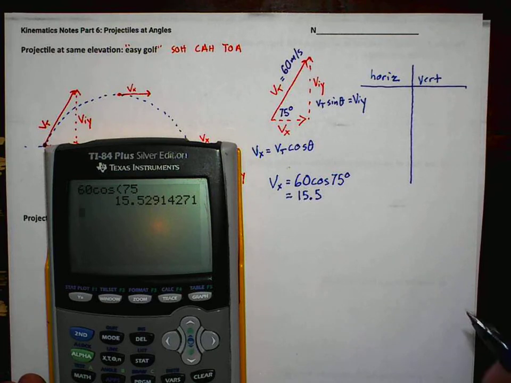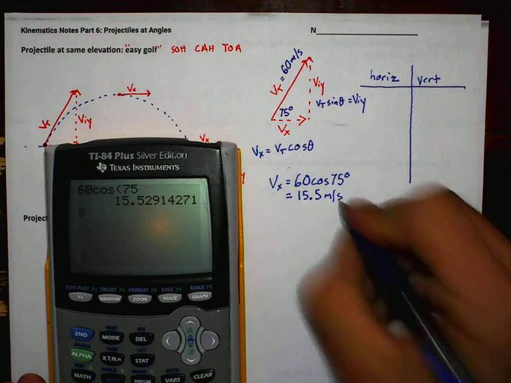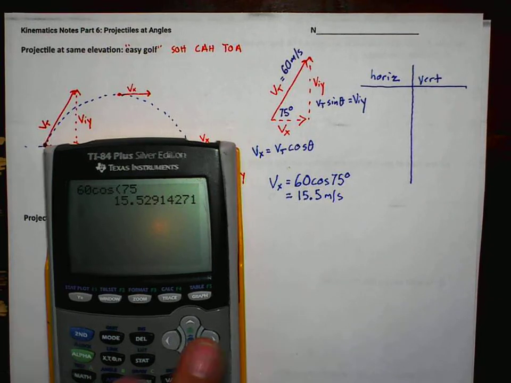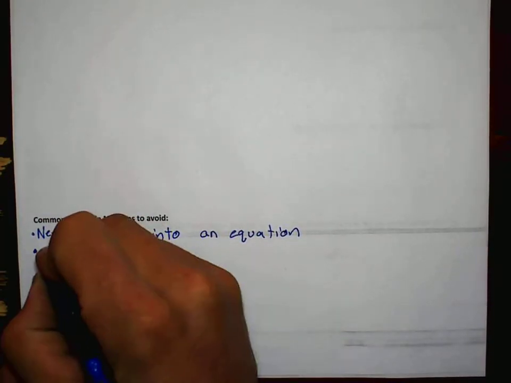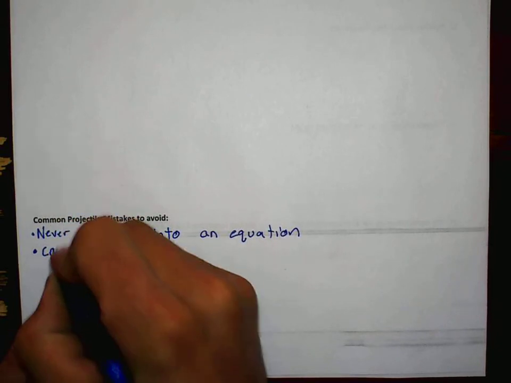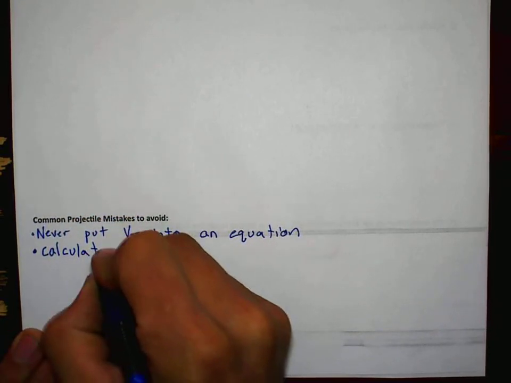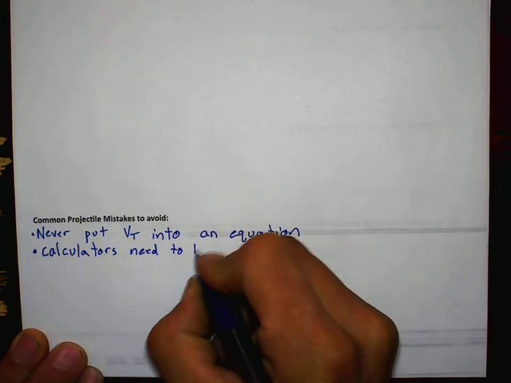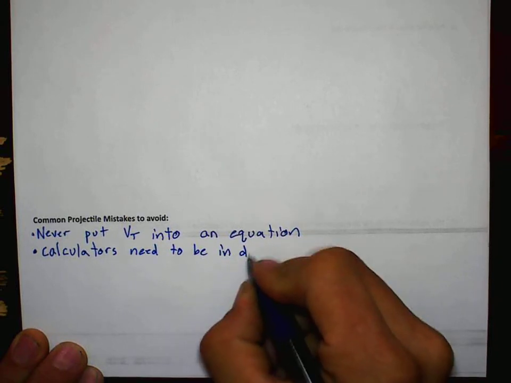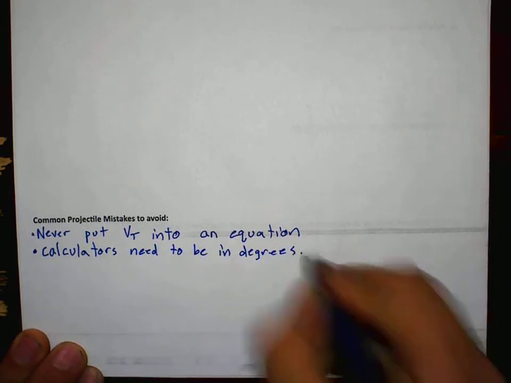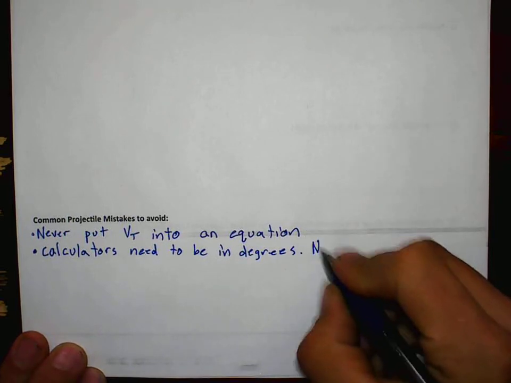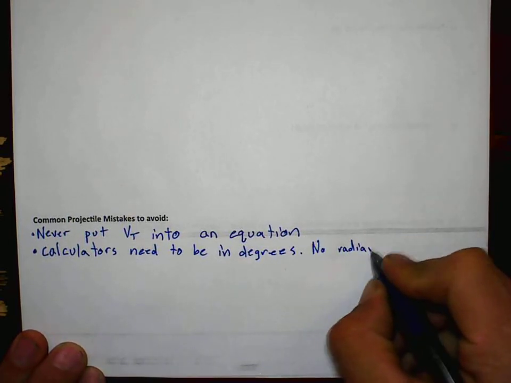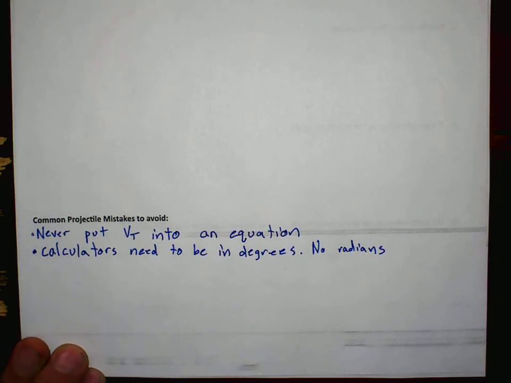Okay, now down here, common projectile mistakes. Calculators need to be in degrees. Okay, no radians. All right, unless of course your angle is given in radians, which is a pain, and we will never do that.